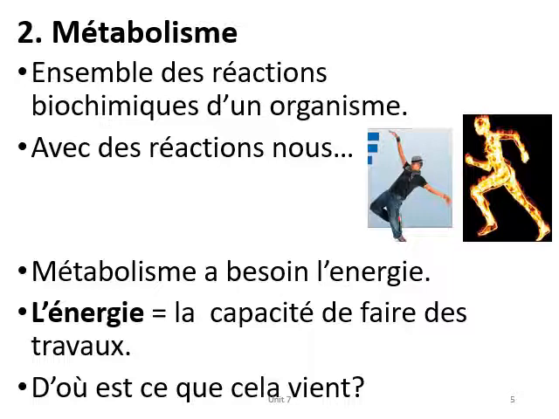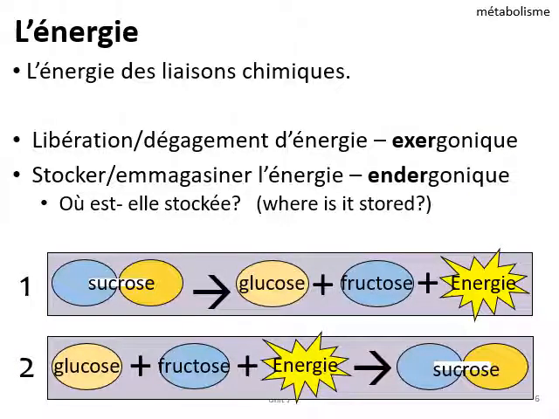Metabolism refers to all the biochemical reactions that take place in an organism. It allows us to jump and work and breathe and digest. Metabolism needs energy, which is the capacity to do work. Who can tell Elio where energy comes from? You might have said that energy comes from our food. That is correct. We will learn how food provides energy.